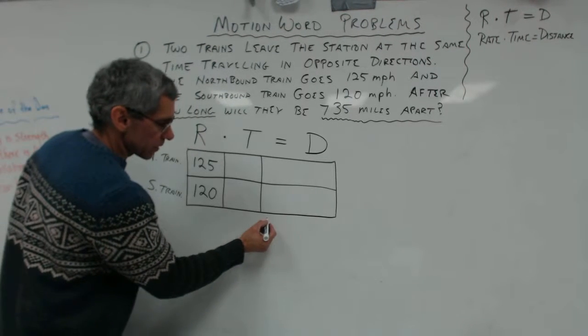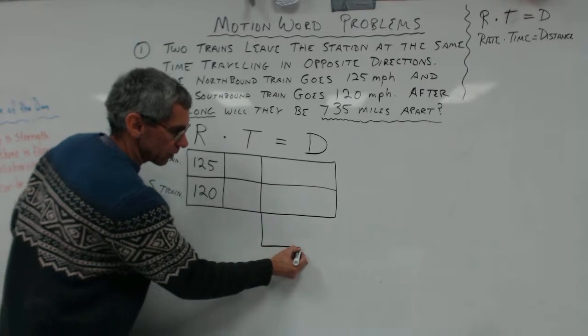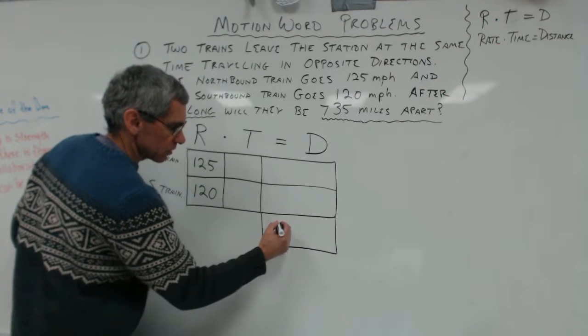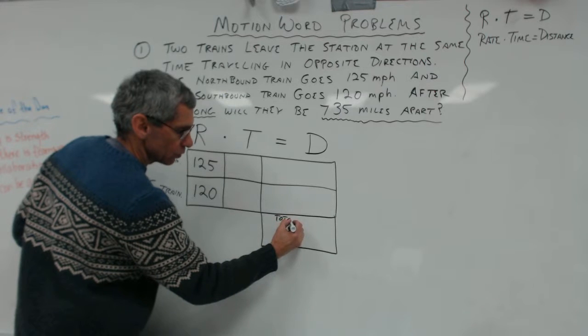So this is what I'm going to suggest. We're going to put a third box down here for our total distance. This is our total distance, okay?